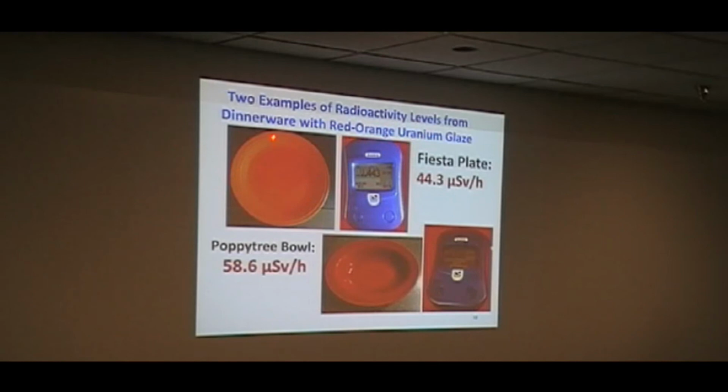Here's an example of a couple of pieces. This is a dinner plate. This is reading 44.3. This is not as hot as that, not as radioactive as that radium gauge, but at least an order of magnitude over what the uranium glass would be.